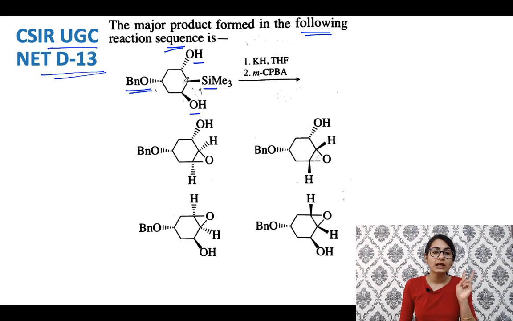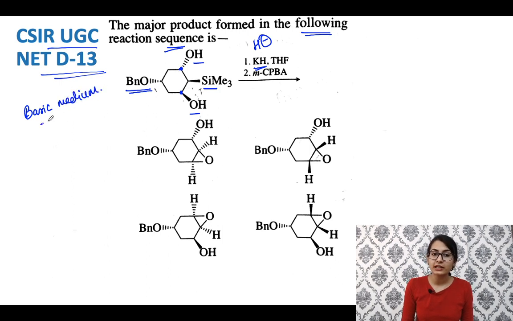Now the two things that you have to notice: we are having two different types of alcohol. One is above the plane, one is below the plane. This is what you have to consider. The second thing is you have to consider the conditions. Since it is a hydride, it's going to be a base, and we are going to do elimination in the basic medium. Now stop the video and try to do it by yourself.